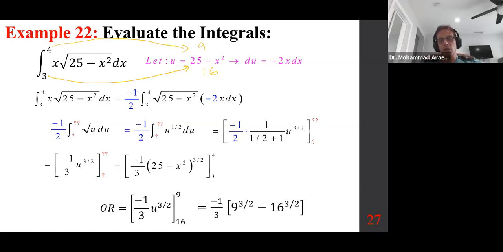I have also gone over this quickly. Square root of 9, which is 3. You're going to cube that, you get 27. Square root of 16, which is 4. Cube it, you get 64. You want the difference of the two times negative 1/3.